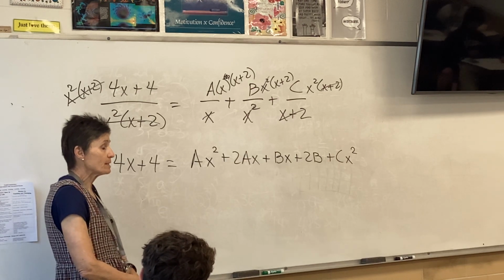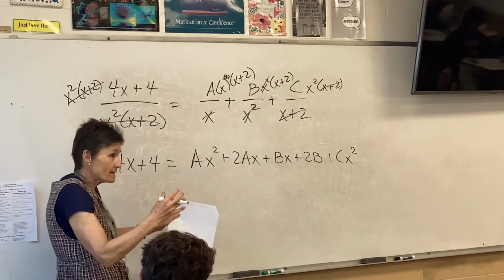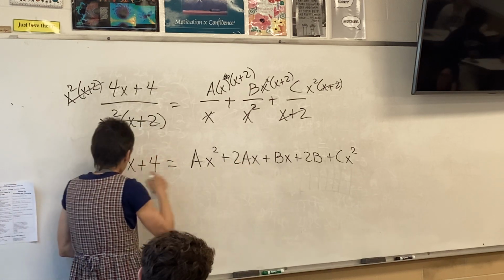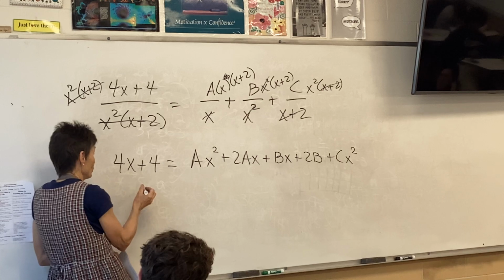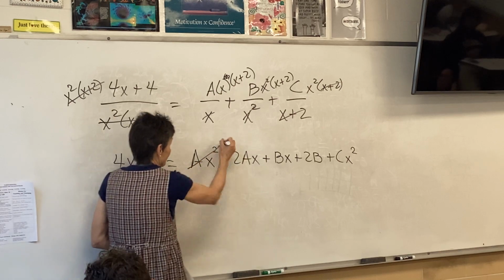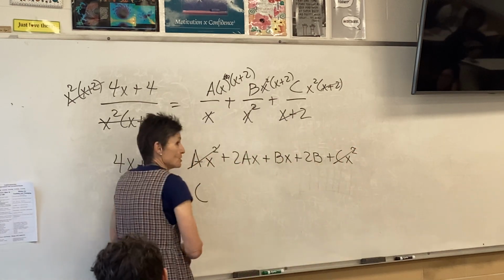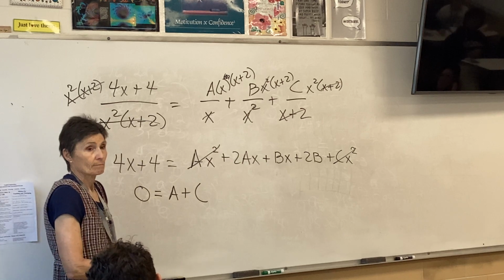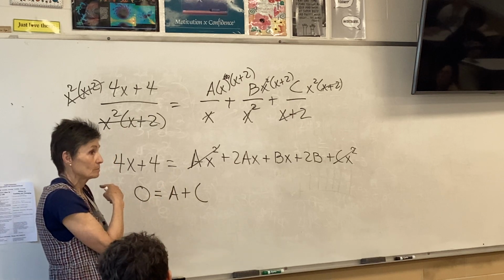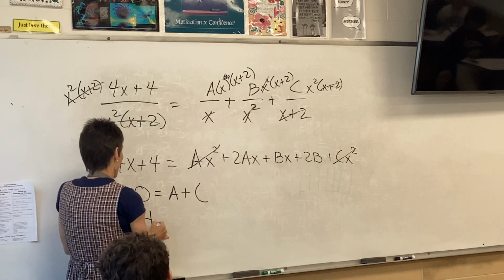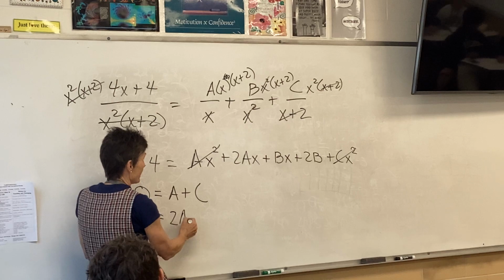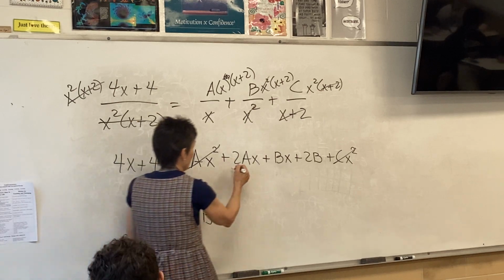Now, because these are equal, the variables on each side have to match up. So, I have x squareds over here. I don't have any over here. So that equation is going to look like 0 equals a plus c. Does that make sense to you? Because you got ax squared and cx squared, and they have to add up to 0. All right, what about the x's? 4 will equal all the x's over here, which is 2a plus b. Is that right? Did I get them all?